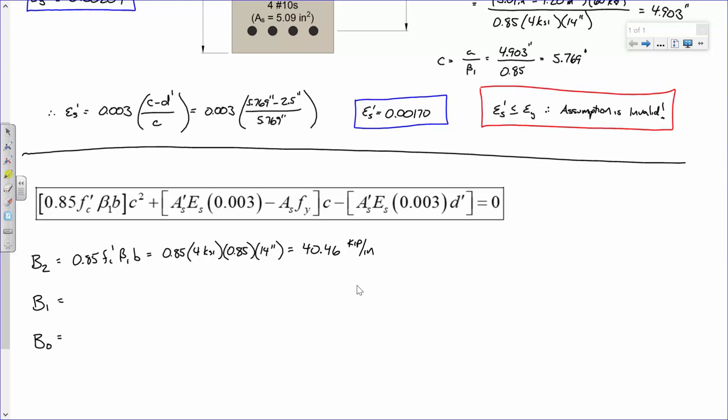Okay? Now, B1 is everything that's in front of the C term. So that's AS prime ES 0.003 minus ASFY. So that's, what is that? You're going to have to help me out with the areas. What are these?